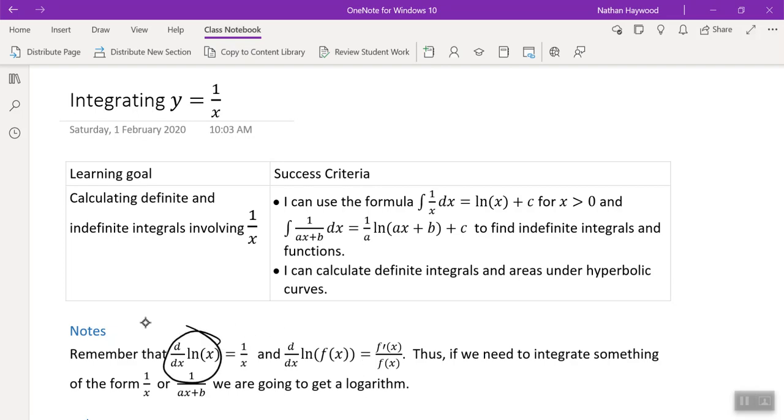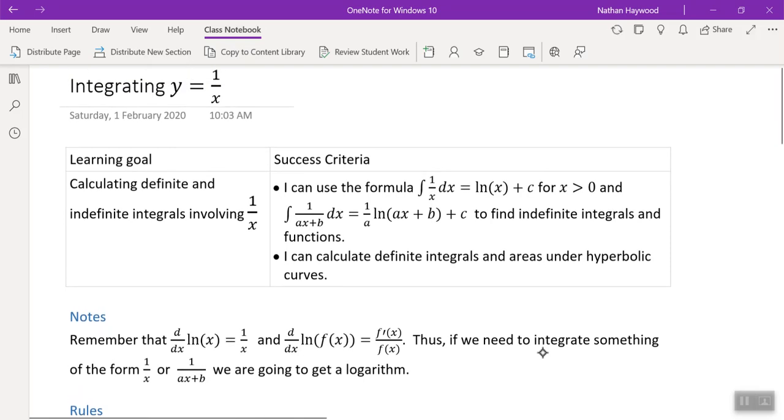Alright, so you may recall, I think it was about a month ago, we did the derivative of log. Do you remember doing that? The derivative of log. And you got this as the answer. So we're going to do the opposite today. We're doing the integral of this. So you get log as the answer. Make sense?